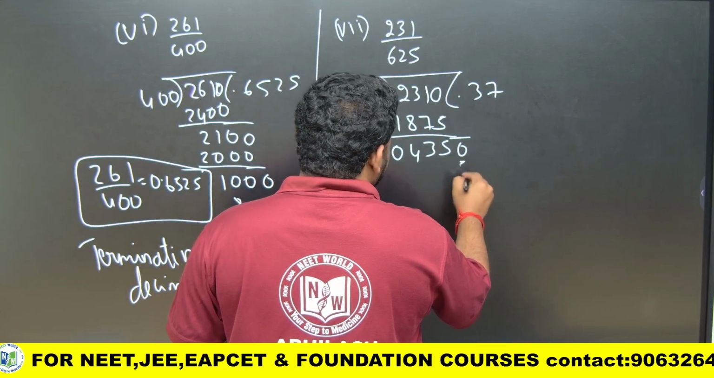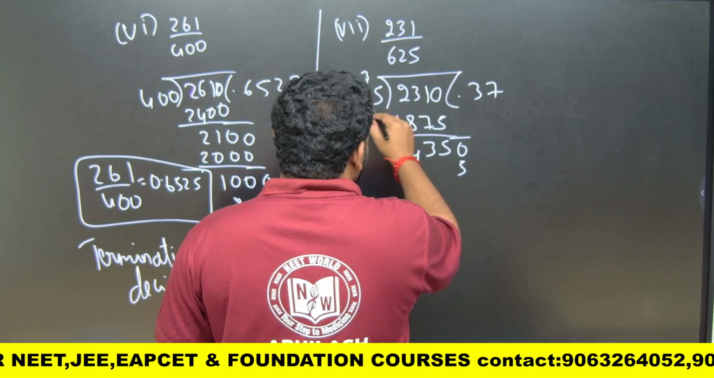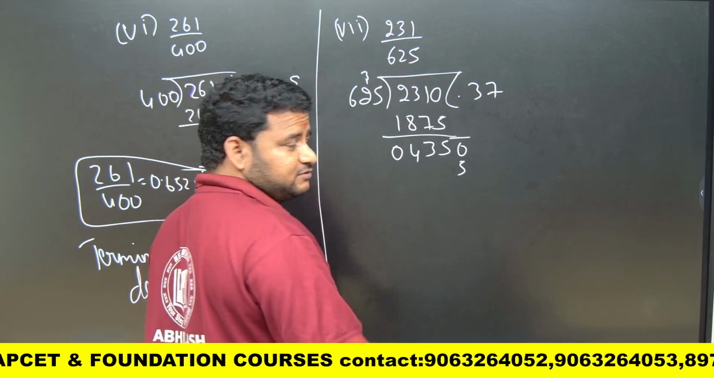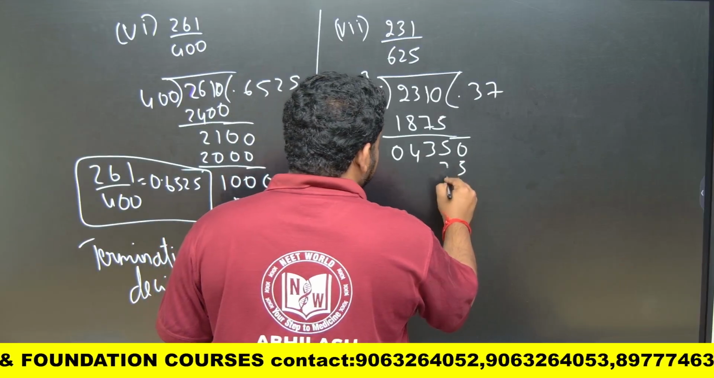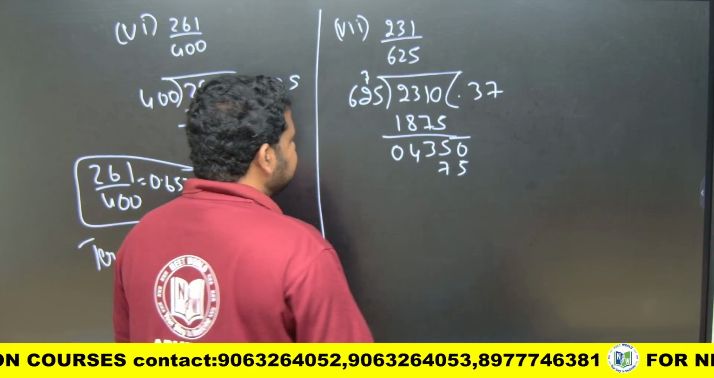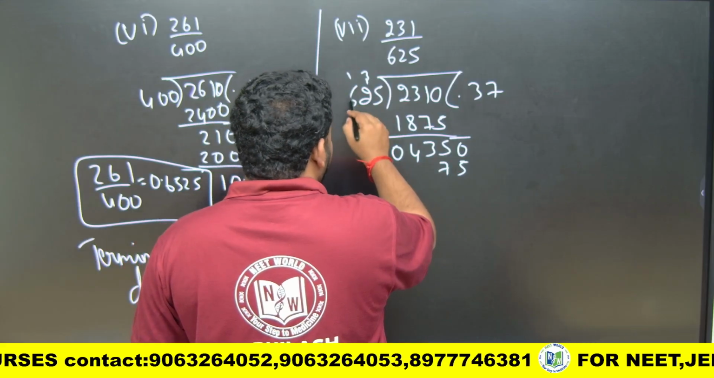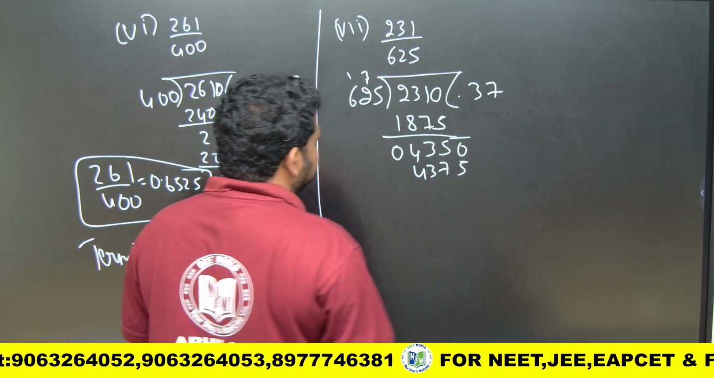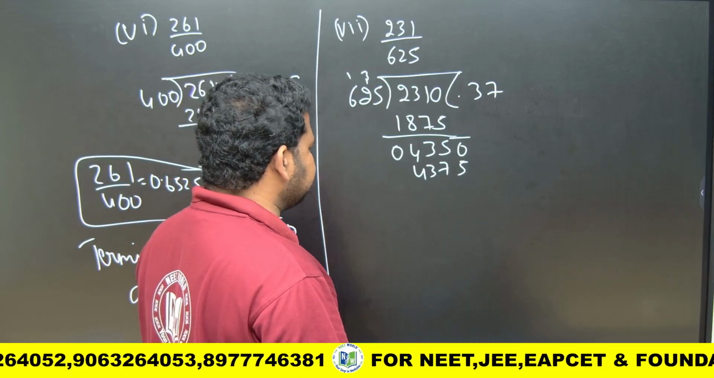So this will become what? 7 into 5 is 35. 7 twos are 14. 14 plus 3 is 17. Okay, it is 17. This will be 1 here. 7 sixes are 42. This is 4375. Okay, this is 4375. It is coming more than that.